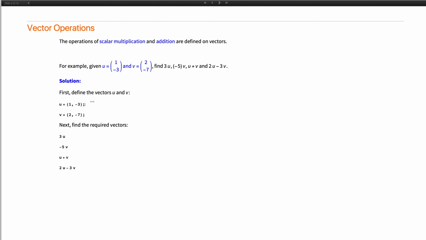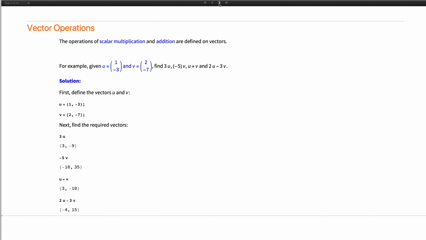So let's first define them. And then what you can do is, you can work out 3 times u, just multiply each entry by 3, so you get 3, negative 9. You can do negative 5v, just multiply each entry by negative 5 for v. You can add the entries to get u plus v. And the last one is a bit more difficult because you really should do 2u, then do 3v, then subtract them. But in fact, it's quite easy to do using the Wolfram language. So that's how we combine vectors using scalar multiplication and addition.